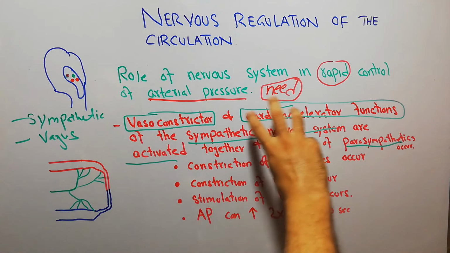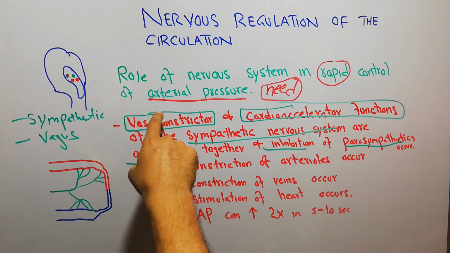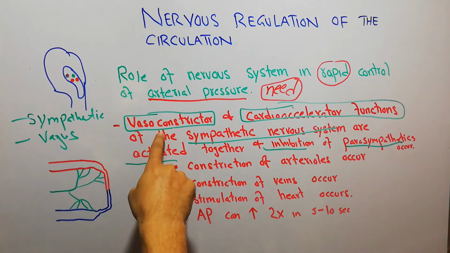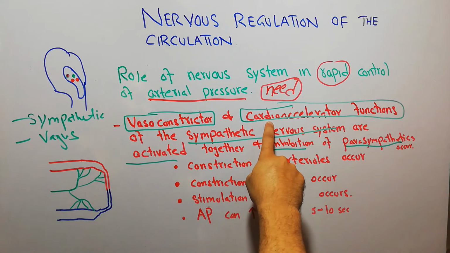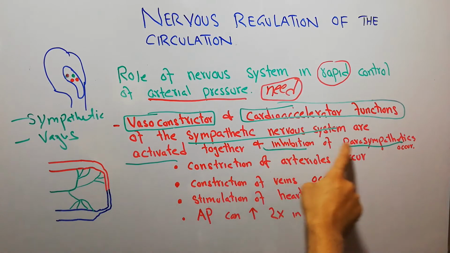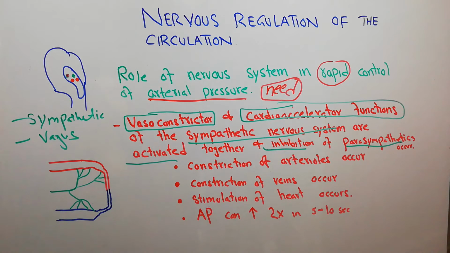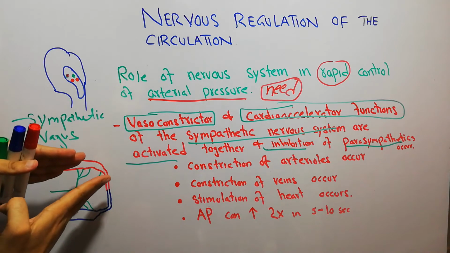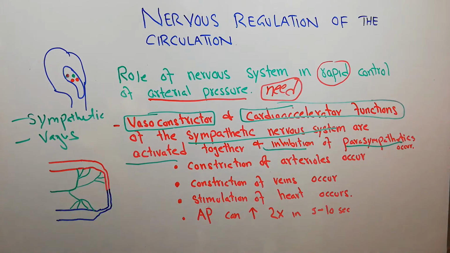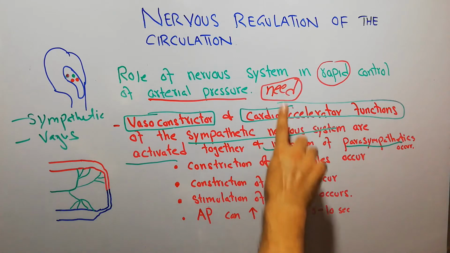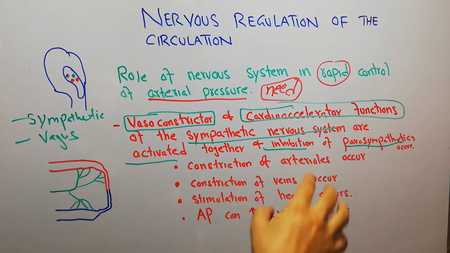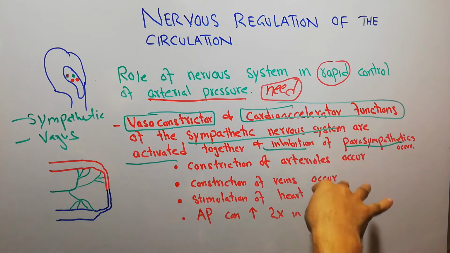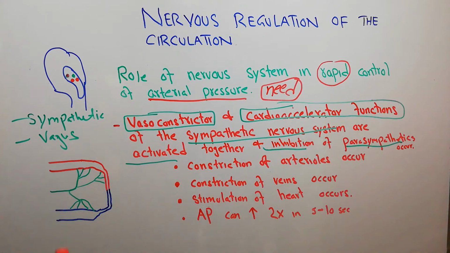So when these three changes occur, activation of the vasoconstrictor area, activation of the cardioaccelerator area, and inhibition of the parasympathetic area, it leads to constriction of the blood vessels due to vasoconstriction. It leads to an increase in the heart rate and the pumping of the heart due to cardioaccelerator functions, and it stops the function of the vagus nerve, which is trying to decrease the heart rate.